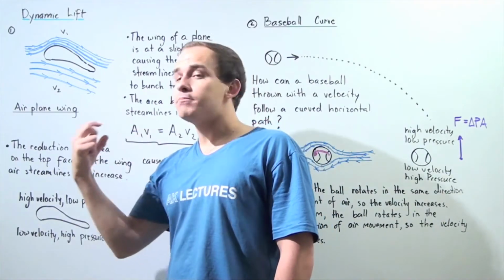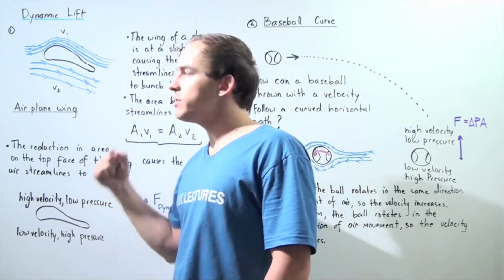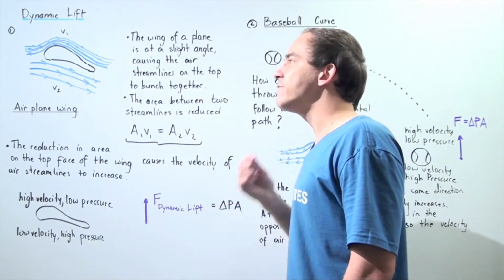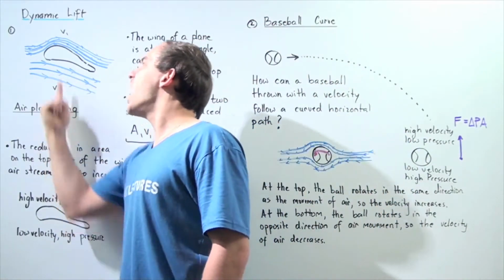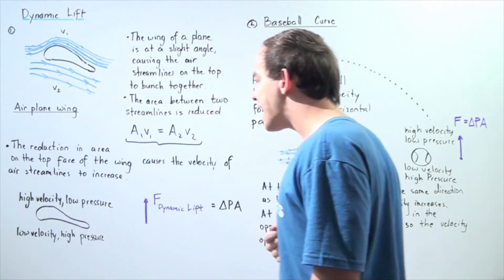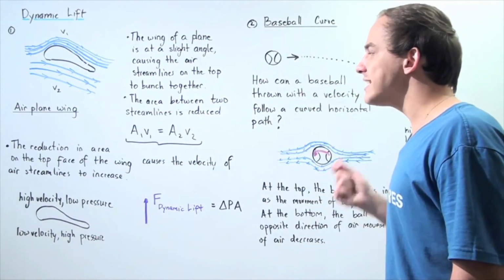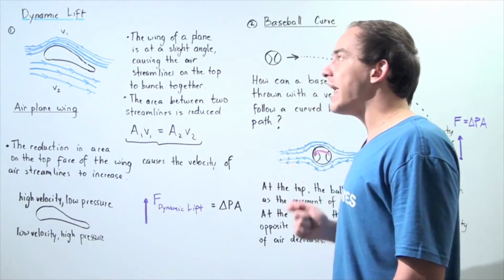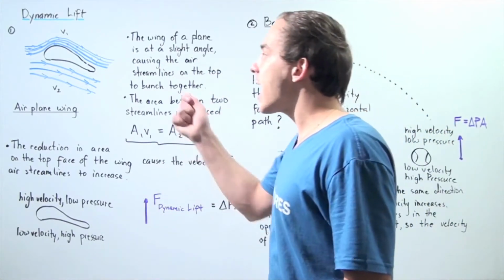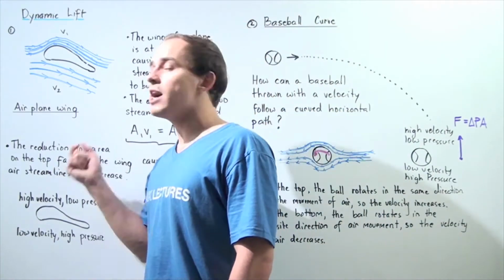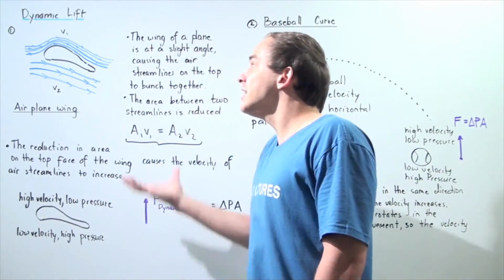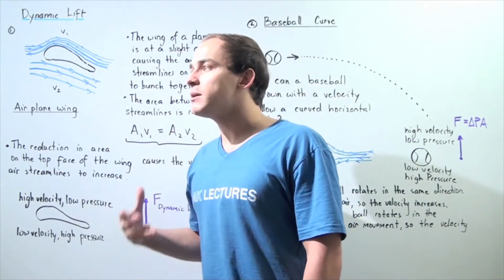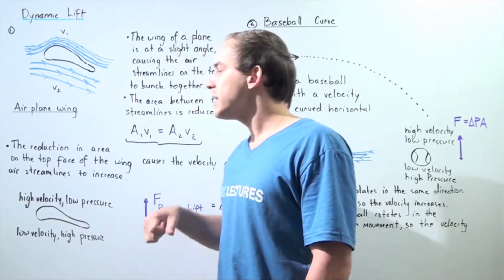And that pressure difference between the top and bottom portion of the wing will create a net force that will point upward along the y-axis. And this net force is known as dynamic lift. So dynamic lift is simply a force that acts on our object, in this case the wing of an airplane, that lifts our wing up and therefore lifts our plane and allows the plane to continue flying in the air.